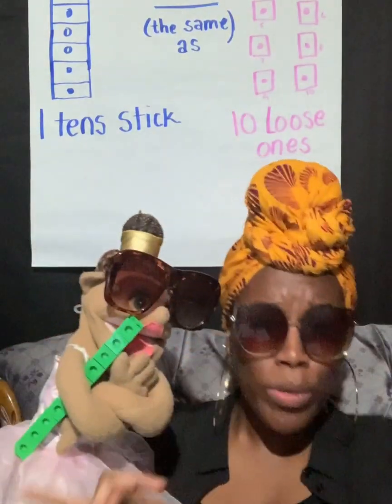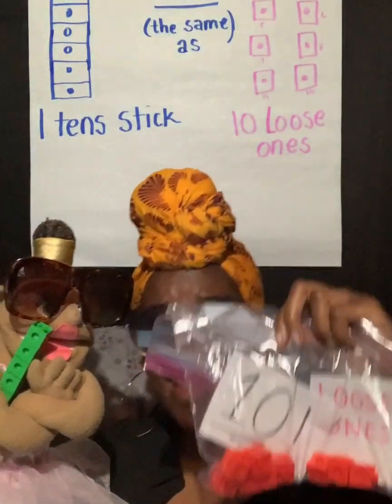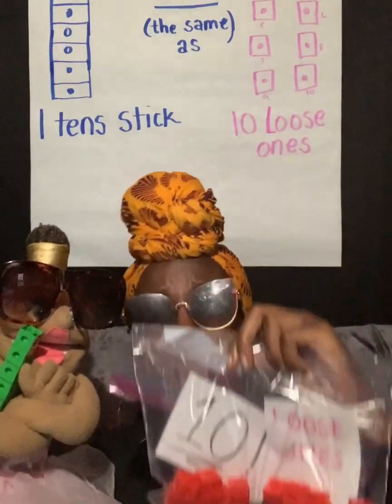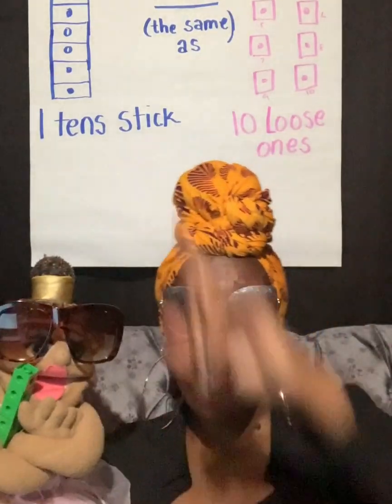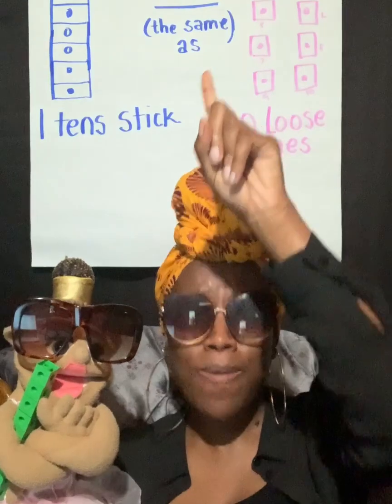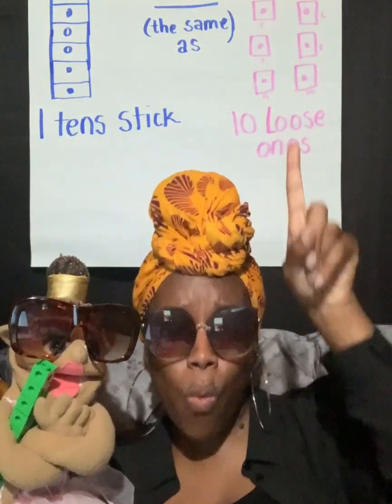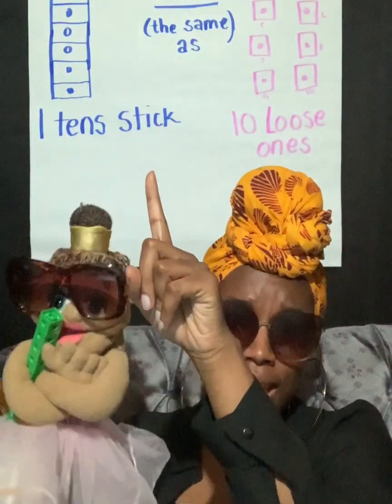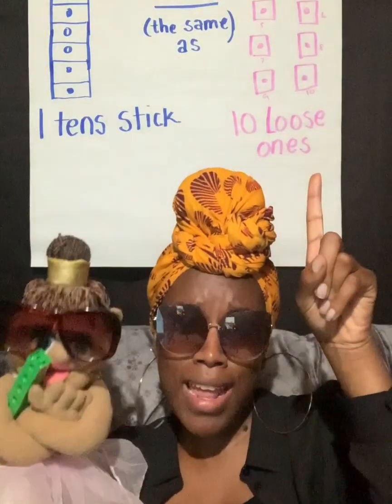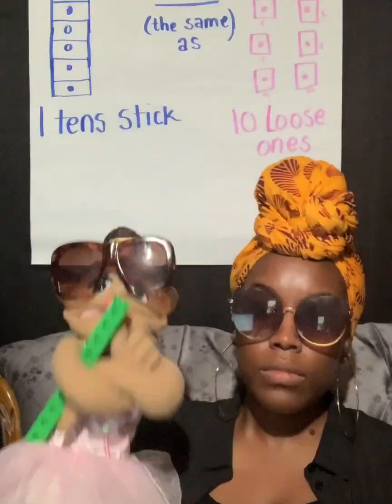Remember that a tower is always worth 10. There's still 10 ones inside. That hasn't changed, but if we count it as 10, the values are the same. A 10 stick has the same value as 10 loose ones. One 10 stick has the same value as 10 loose ones.